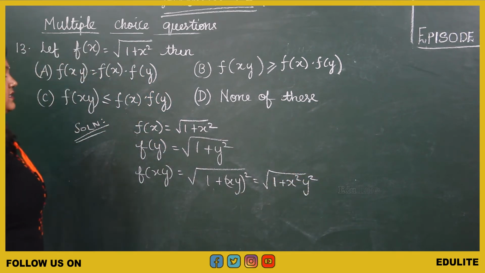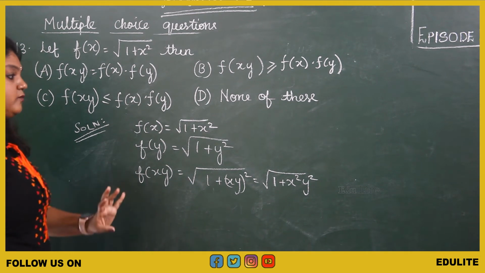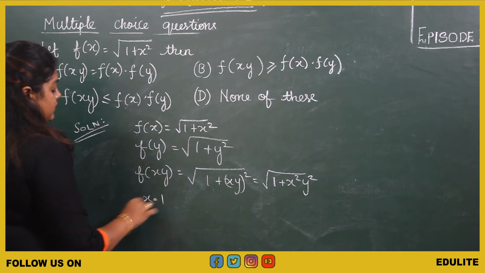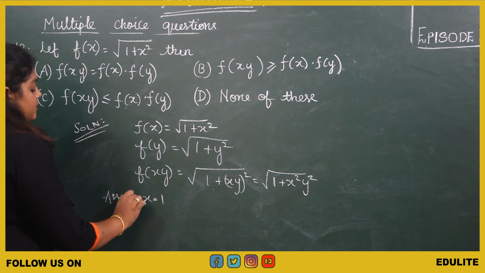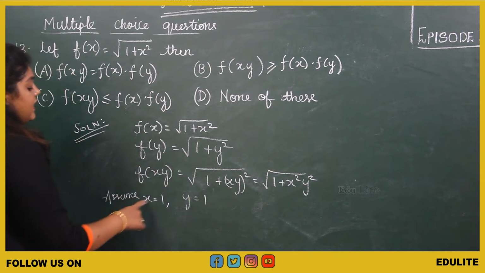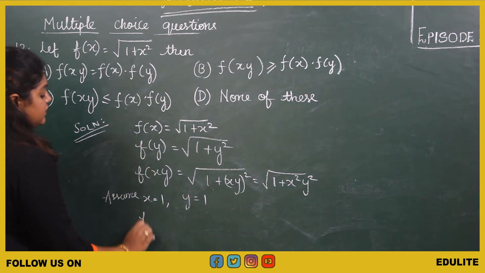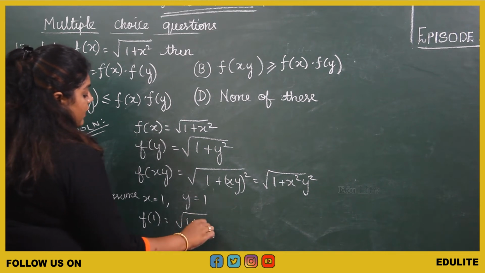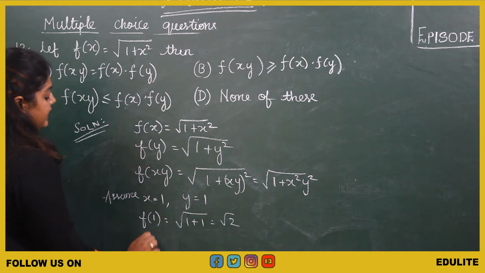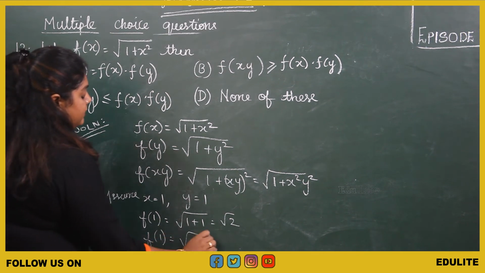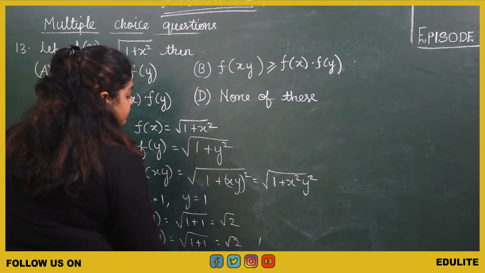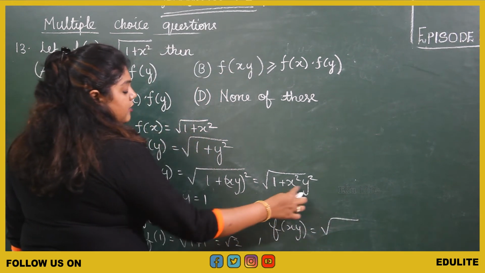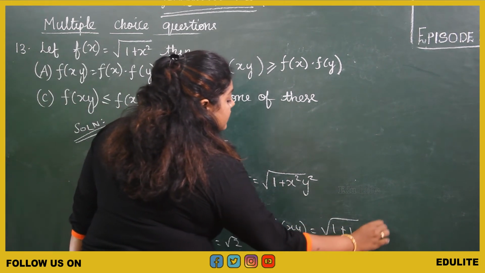Now we will assume values for x and y, and find which of the relations is satisfied. Let us assume x equals 1 and y equals 1. If x is equal to 1, let us substitute. F of 1 will become 1 plus 1 square, which is 1, so root 2. Next, y is also 1, so again it becomes root 2. F of xy will also be 1 plus 1 square, which is root 2.